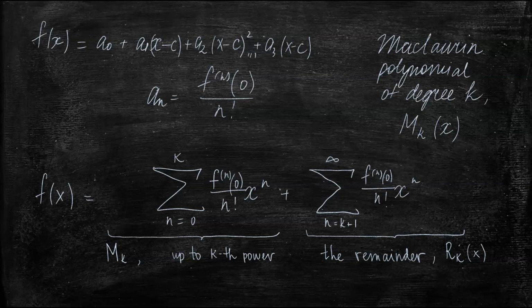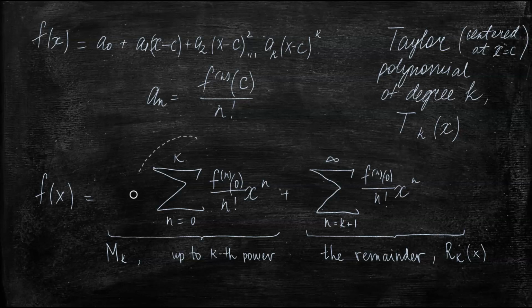Here we'll put the kth coefficient and x minus c to the power k, and so on. So this is not going to be a Maclaurin polynomial. This is what we will refer to as the Taylor polynomial of degree k. And if it's a Taylor polynomial, then we also have to specify where it's centered. So we would say Taylor polynomial of degree k centered at x equals c. And instead of letter M, we'll be using letter T. But everything else pretty much remains the same.